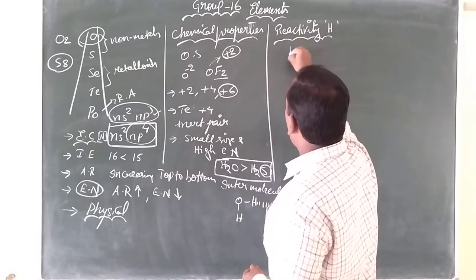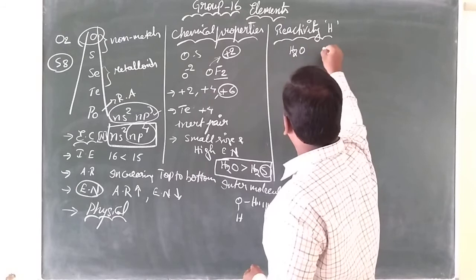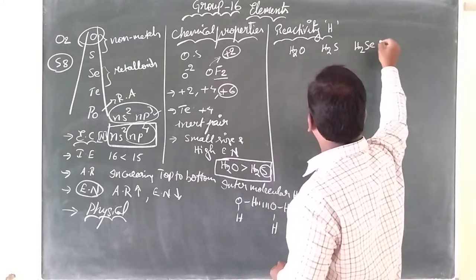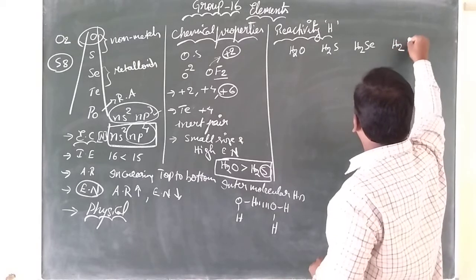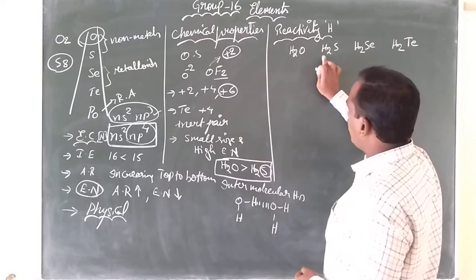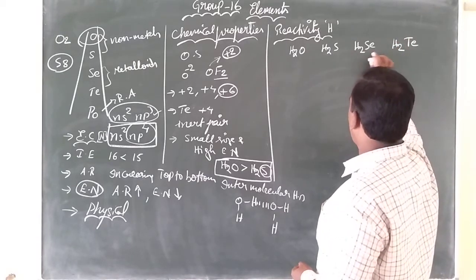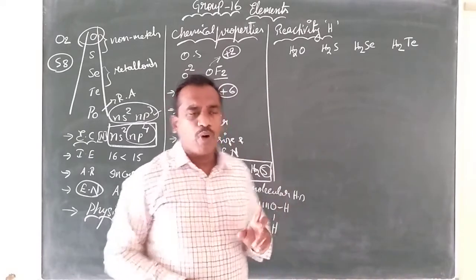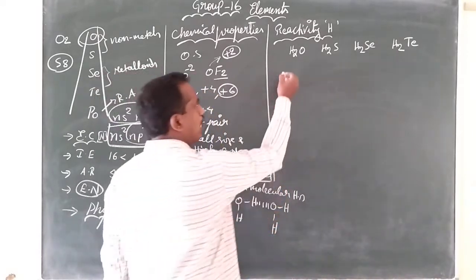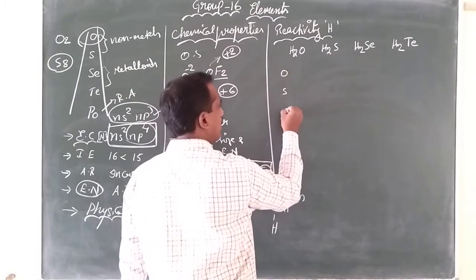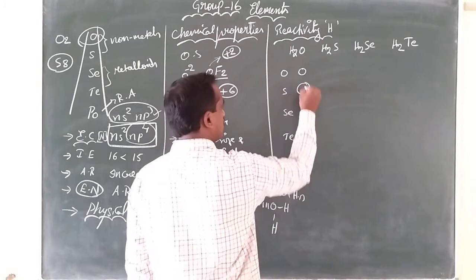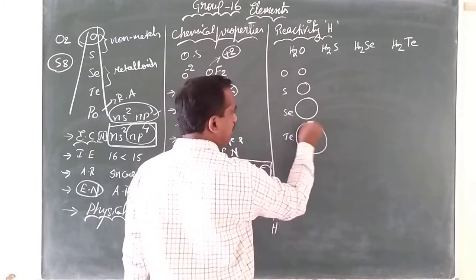These elements are reacting with hydrogen to form the corresponding hydrides, like H2O, H2S, H2Se and H2Te. See children, yesterday we covered one point. What did we cover? Oxygen, sulfur, selenium, tellurium.